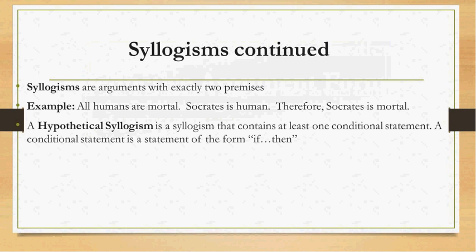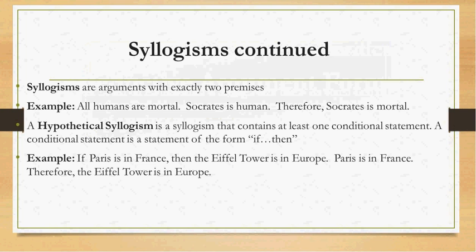If you recall from our video on non-arguments, the last non-argument that we looked at was a statement of the form if-then. Remember that these parts have names. The if part is the antecedent and the then part is the consequent. So a hypothetical syllogism basically is just an argument that will have at least one of those statements. Here's an example. If Paris is in France, then the Eiffel Tower is in Europe. Paris is in France, therefore the Eiffel Tower is in Europe.